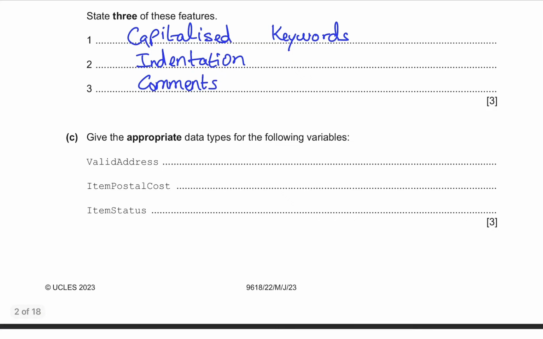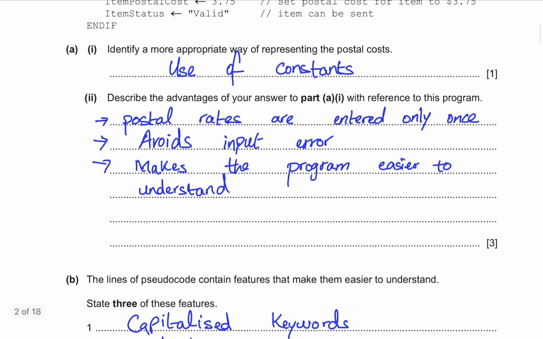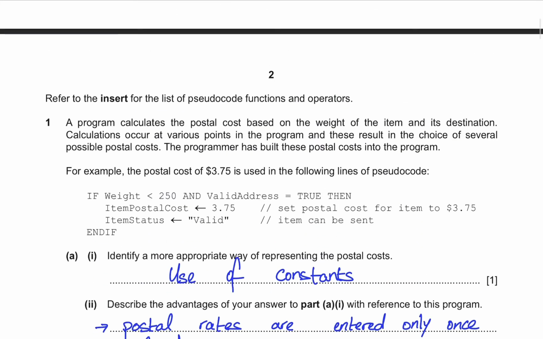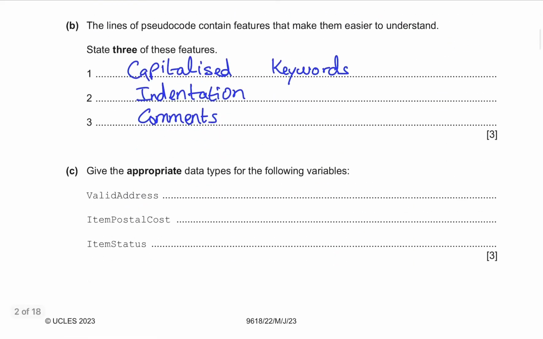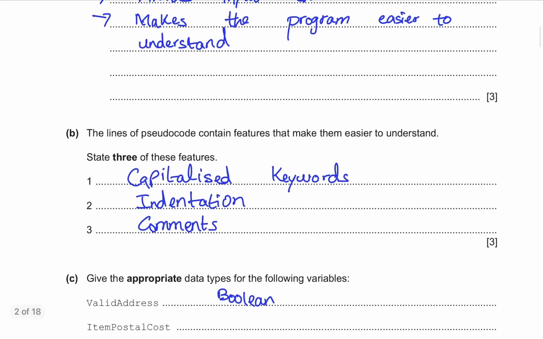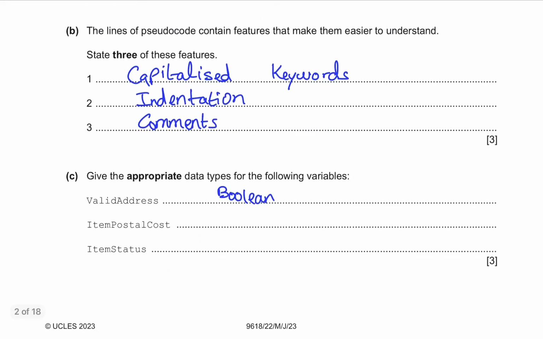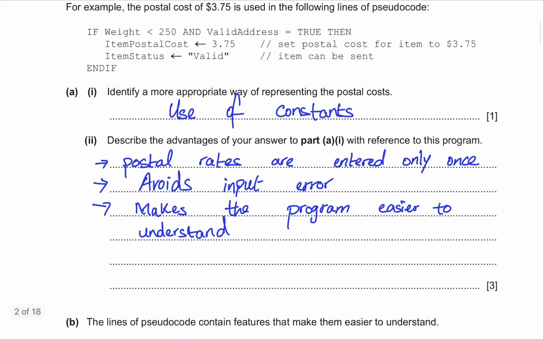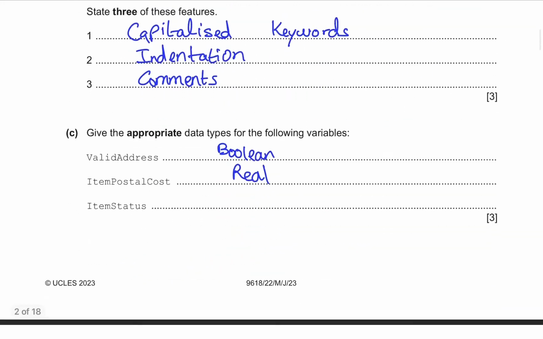Give the appropriate data types for the following variables. You have three variables and you have to give appropriate ones which would suit them. So for the valid address, I could say Boolean. Yes or no, true or false. Item postal code could be a real number. Item status, string.